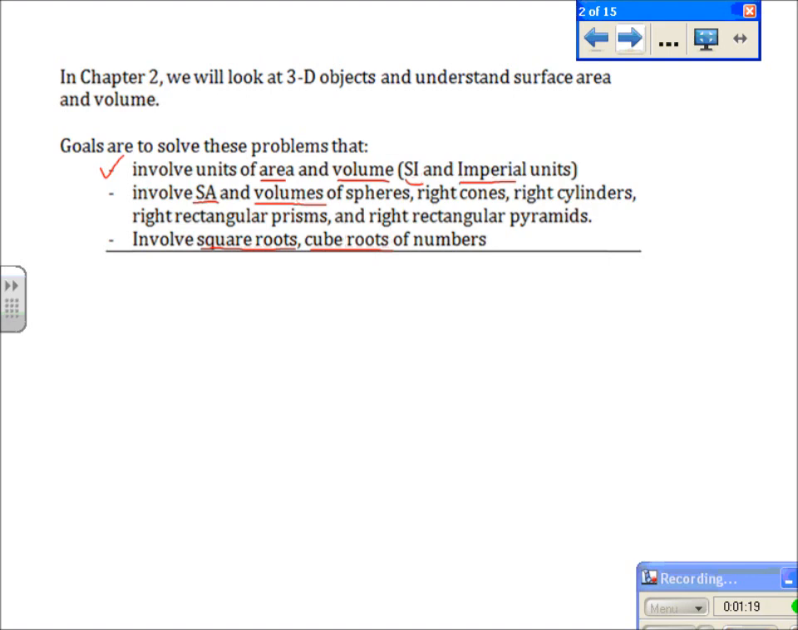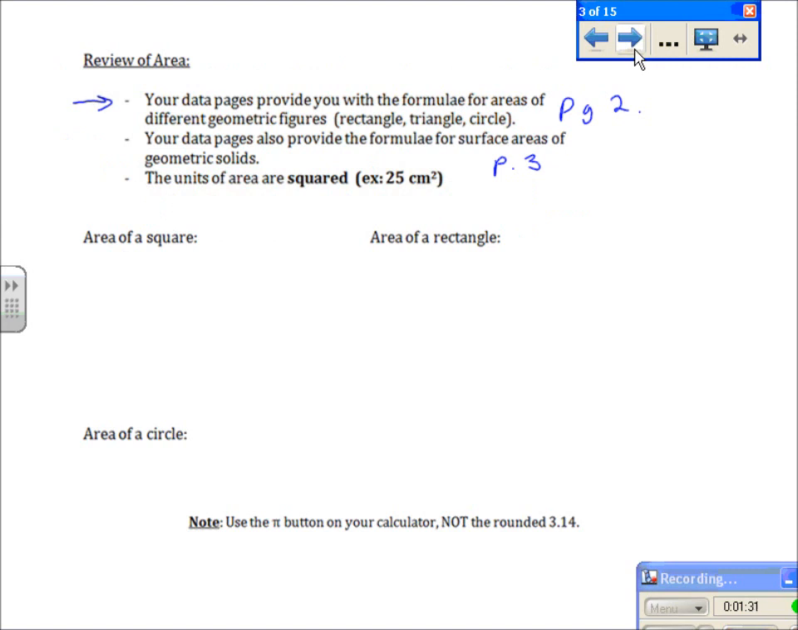So today we're just looking at a simple review of area, and I'm going to get you to open up your data booklet today. We're going to be looking on page 2. So in your notes here, we're looking at page 2, and page 3 also gives us a bunch of formulas. However, the formulas on page 3 are for surface area and volume of 3D shapes. So we won't deal with those today. Right now we're going to deal with two-dimensional, or what are called geometric figures. So the rectangle, the triangle, and the circle. So if you don't have your data booklet out, pause this video now and open up your data booklet to page 2 so that you have it handy.